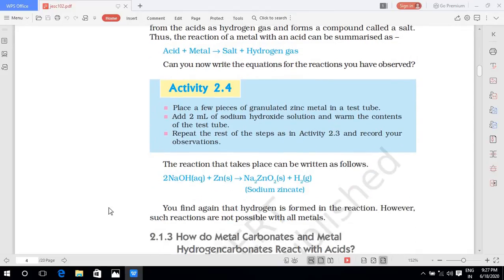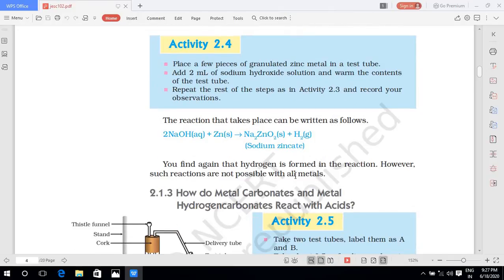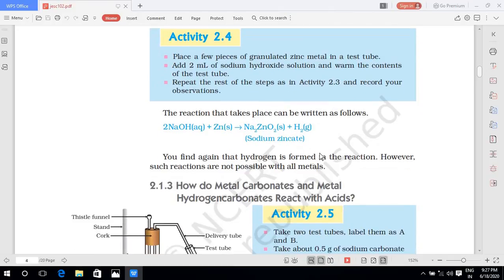Now let's learn about the bases. When the bases react with metal, sodium hydroxide is the base, and zinc is the metal. So when this base reacts with metal, it gives off sodium zincate, which is also a salt, and gives off hydrogen gas. So the reaction of acids and bases with metals is basically the same thing. It's almost the same thing. Both result in the formation of hydrogen gas.